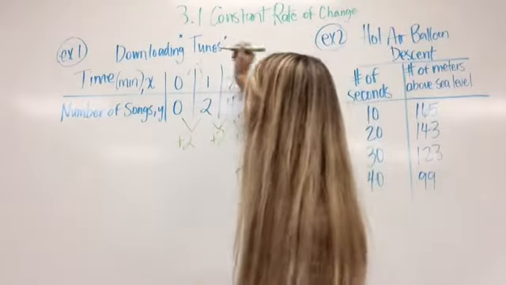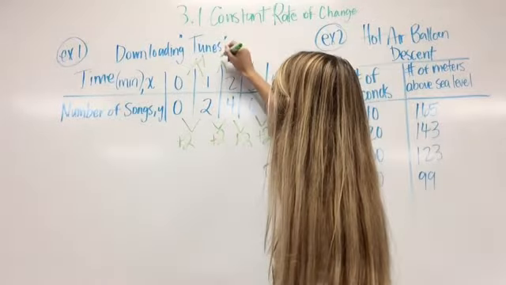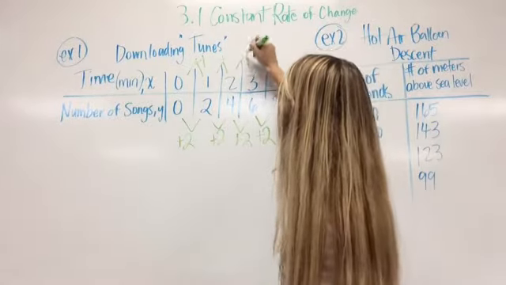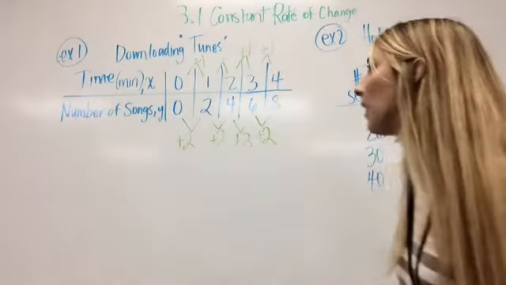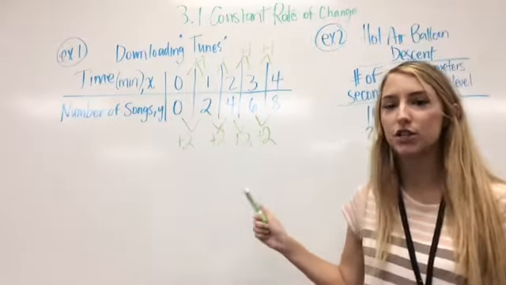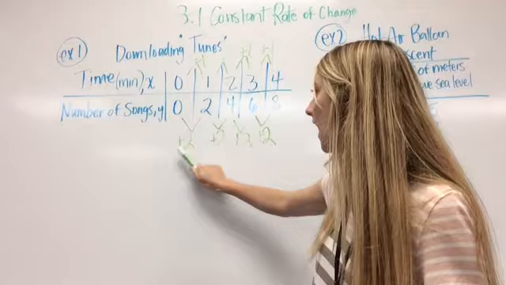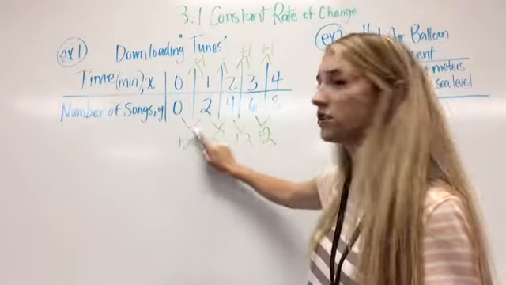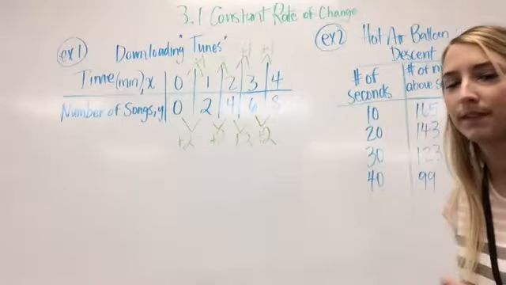How do we get from 0 to 1? We added 1. How do we get from 1 to 2? We added 1. 2 to 3, add 1. 3 to 4, add 1. I'm going to give you a second to go ahead and copy this into your composition book. Make sure you write how you got from each point. So I drew a little arrow, added 2, and up top, added 1.